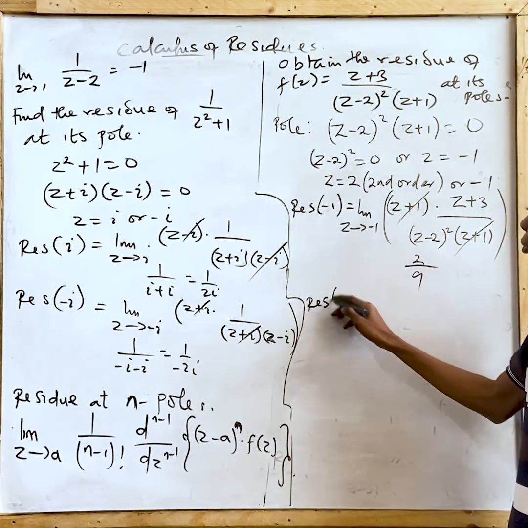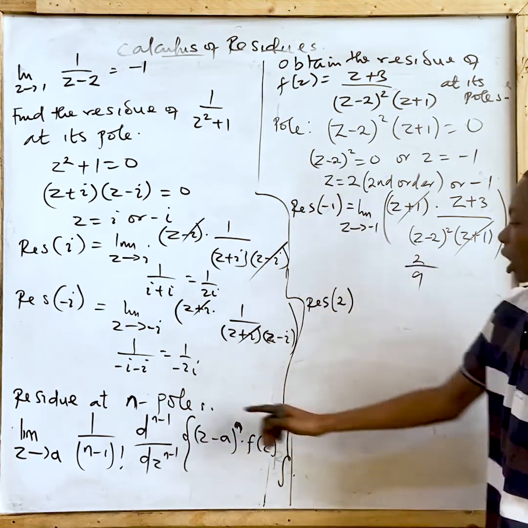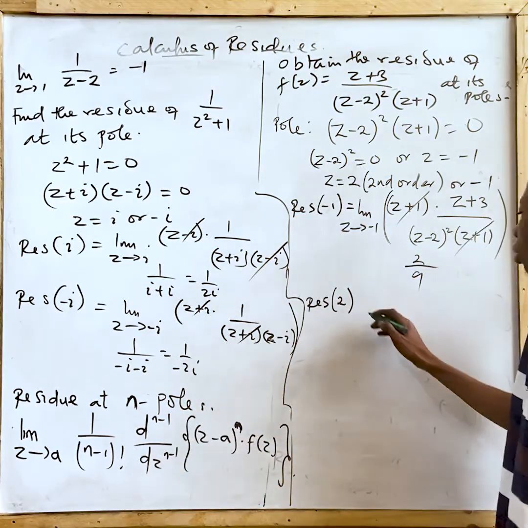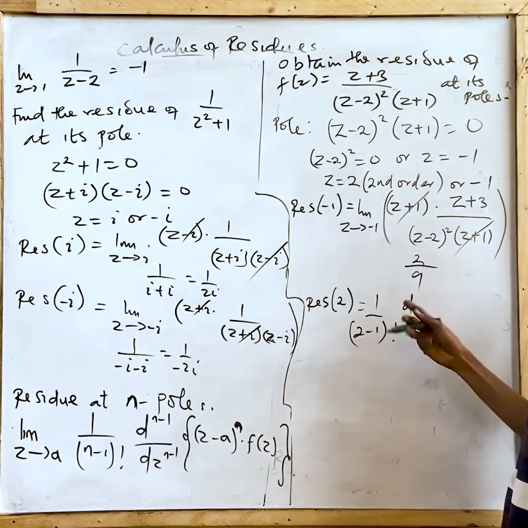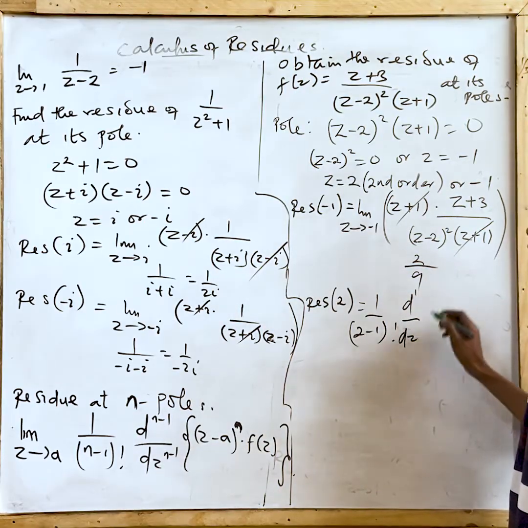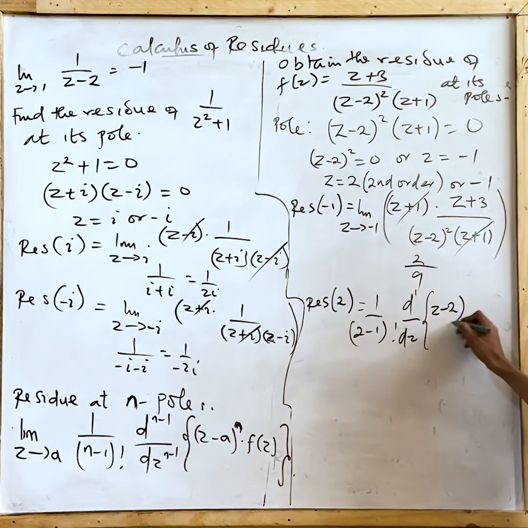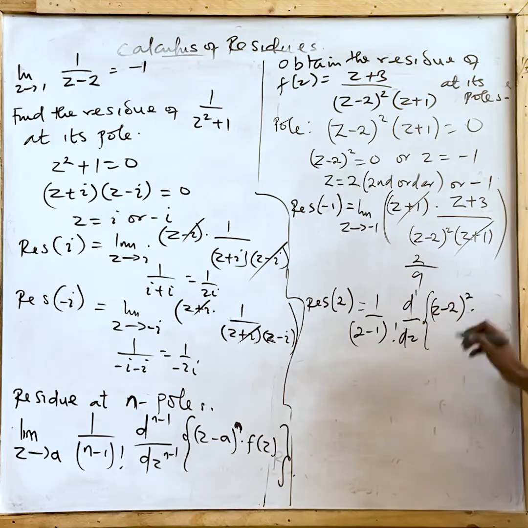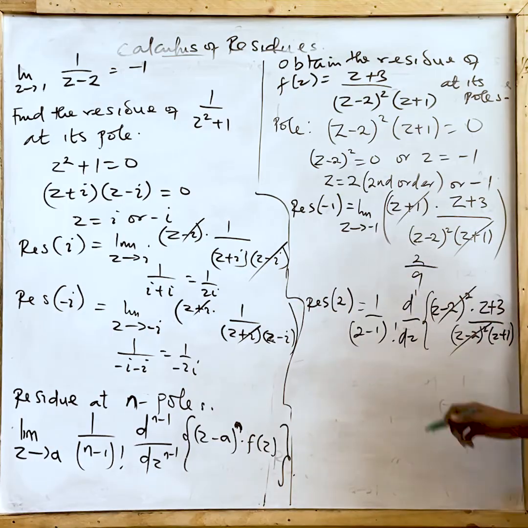Then the residue at z equals 2. This one is a double pole. It means our n is 2. So that will be 1 over 2 minus 1 factorial, d^(2-1)/dz^(2-1), the first derivative, of z minus a. Here our a is 2. So z minus 2 raised to the power n, here n is 2, times f of z, which is z plus 3 divided by z minus 2 squared and z plus 1. So z minus 2 squared will take care of z minus 2 squared.